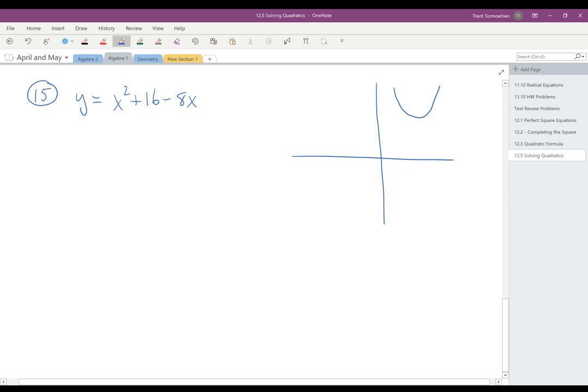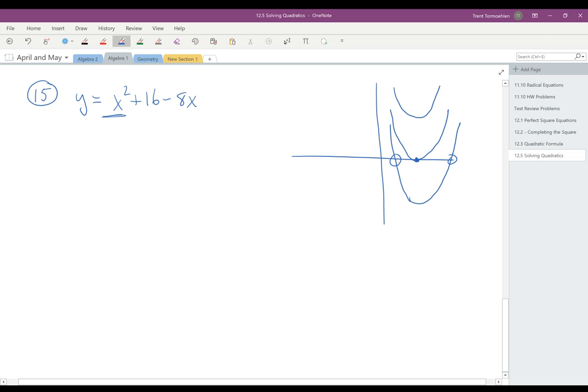You can have the vertex above the x-axis. This is for parabolas that are opening up, which this one's opening up, by the way, because we have a positive x squared term. If the x squared term is negative, then it opens down, and so it's positive, so this one's opening up. So that would be no x-intercepts. You can have it resting on the x-axis, which means you have exactly one x-intercept, and then you can have below the x-axis, which means you'd have two x-intercepts.